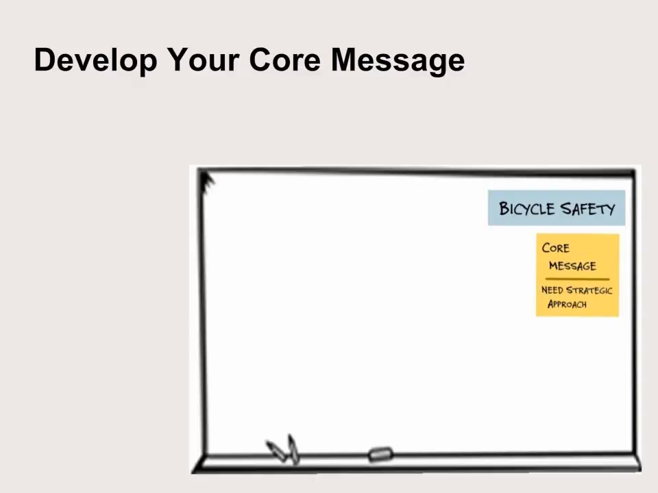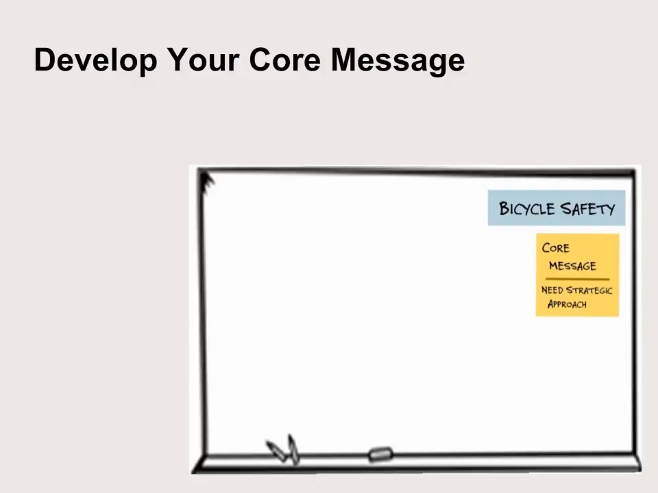Then I need to identify my core message. What do I want my audience to take from my presentation? I have an observation, a principle, a result, or a clarification. It needs to be something my audience will find interesting or useful. In this case, my core message is that if we are going to tackle bicycle safety, we need some sort of strategic approach. Given that core message, my presentation will describe that strategic approach.